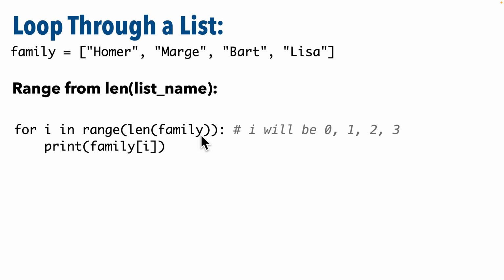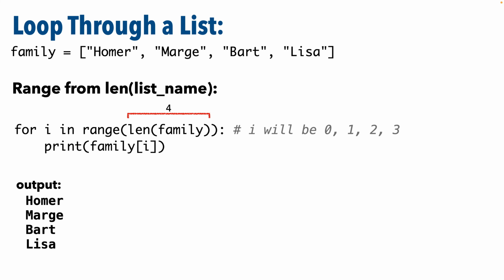Now remember, the range goes up to but never reaches the value passed into the range. So if that value is 4 in this case, since there are 4 elements in the list, then the range is going to start at 0, then go to 1, 2, and 3, but never reach 4. So inside the loop we can print out family in brackets i, and since i is going to iterate from 0 through 3, we're going to print out all 4 members of the family.